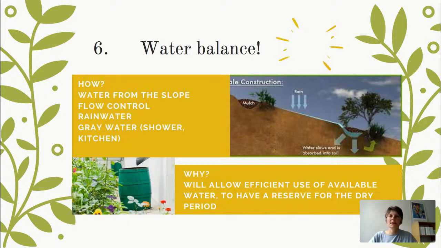Yes, and the next step is water balance. It could be water from the slope, rainwater, and gray water from the house. You can see this picture of the slope, and the water goes down, and there are swales which you can make on the slope and keep the water there.